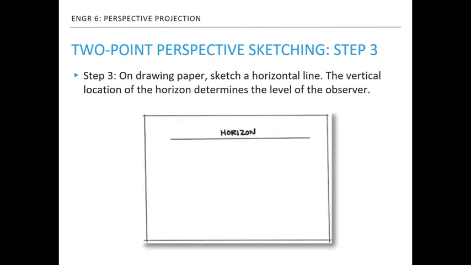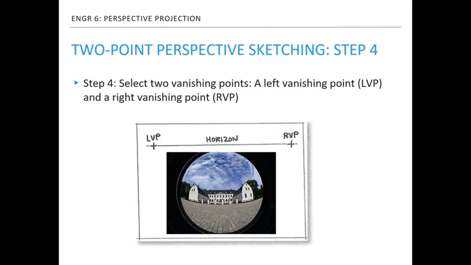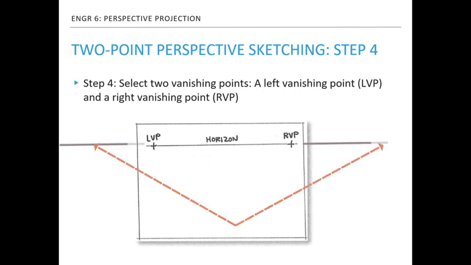On the paper, sketch the horizon line. Again, the location of the horizon determines the eye level. In this case, we want a bird's eye view, so we will sketch a horizon line at the upper part of the paper. Select two vanishing points on each side of the paper. If the two vanishing points are too close to each other, the object will look distorted like a picture taken with a fisheye camera lens. The vanishing points don't need to be inside the paper boundary, but may be located outside of the paper as long as they lie on the horizon line.